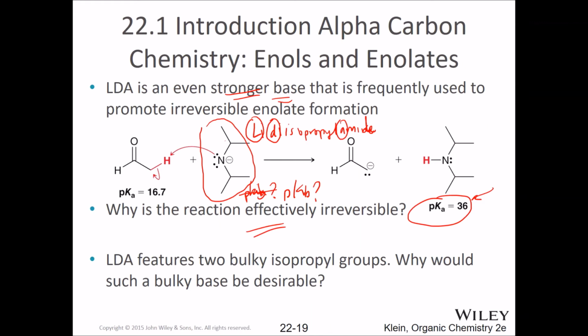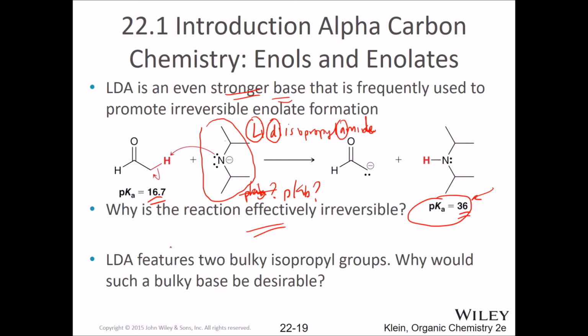This is like doing sodium hydride, right? But why is this effectively irreversible? Well, it's because we've got a pKa over here of 36, a pKa over here of, let me say, 16 for the sake of the argument. It's what? 1 times 10 to the 20 more acidic. 1 times 10 to the 20. Wow. In other words, you're not going to have an equilibrium here.